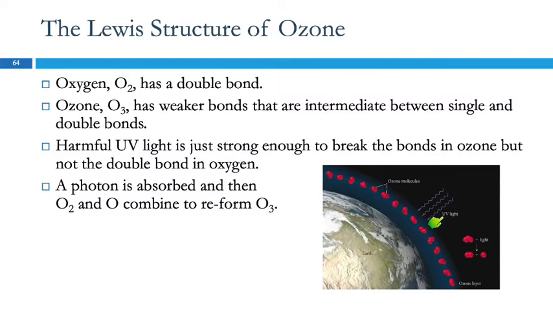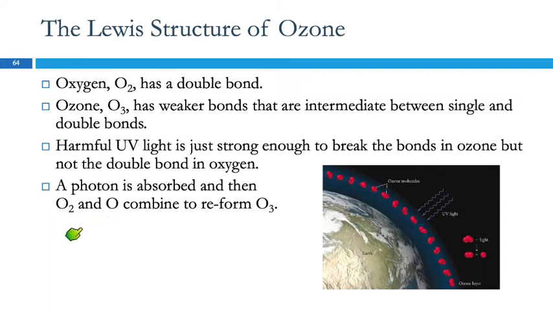So here we have our Earth, and we have our ozone layer, the outer edge of our atmosphere, and we've got all this UV light coming in from the sun. UV light is harmful. That's what gives us a sunburn. What happens as it hits the ozone is the UV light has just enough energy to break that oxygen-oxygen bond in ozone, which makes an oxygen molecule and an individual oxygen atom.